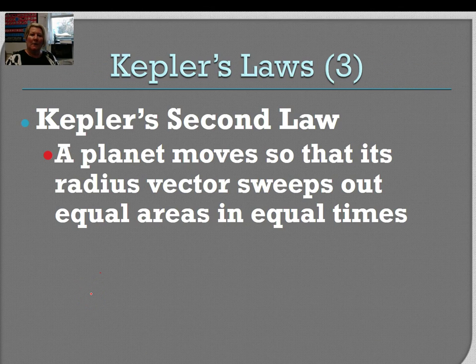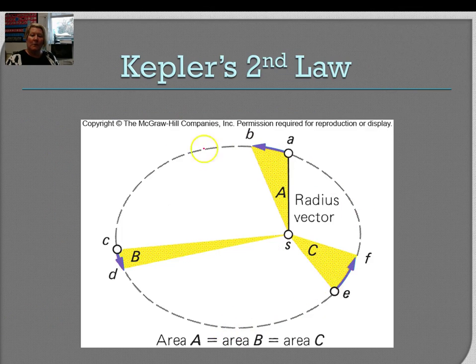Kepler's second law is better demonstrated in a figure, but I'll state it here. A planet moves so that its radius vector sweeps out equal areas in equal times. Let's take a look at that. So here's an orbit. Here's the radius vector. So as the planet moves in orbit around the Sun, it sweeps out equal areas in equal time. So this means that area A is equal to area B, which is equal to area C.